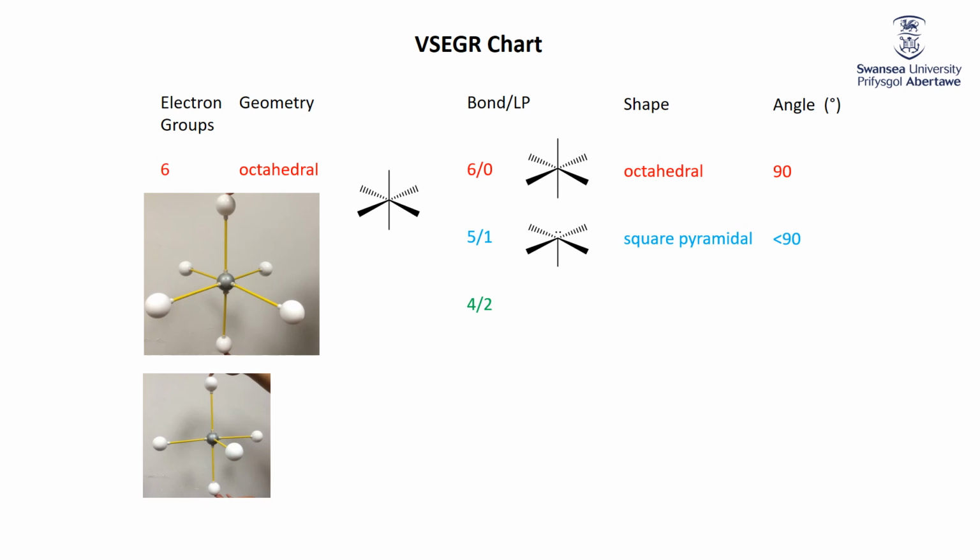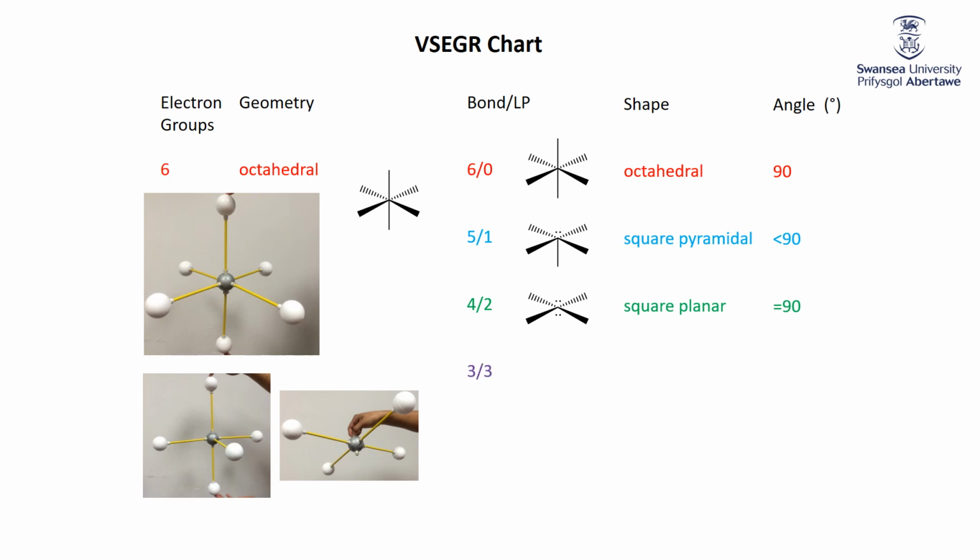XeF4, 4 bonding groups, 2 lone pairs. Well, now you take away the other axial position, so you're just left with a perfect square planar geometry, and the angles in this are exactly 90 because again the effect of those lone pairs pushing cancels out. 3 bonding groups, 3 lone pairs would be T-shaped, and again angles less than 90, and such a molecule has not been made that I'm aware of, but 2 bonding groups, 4 lone pairs would be perfectly linear, angle of 180 because again the lone pairs cancel out.